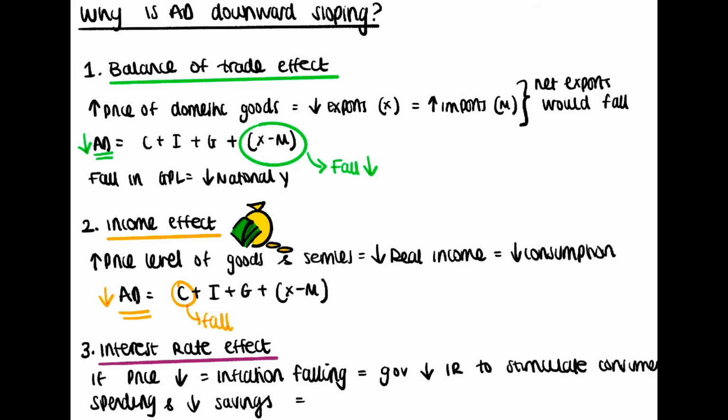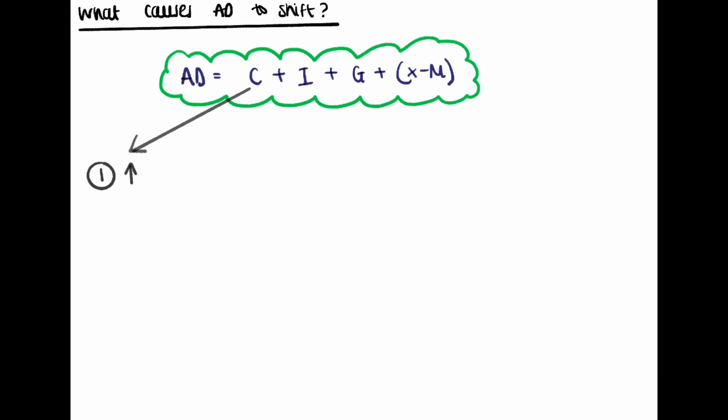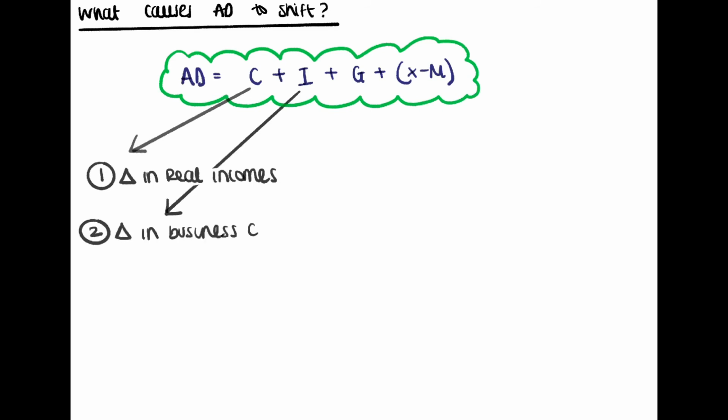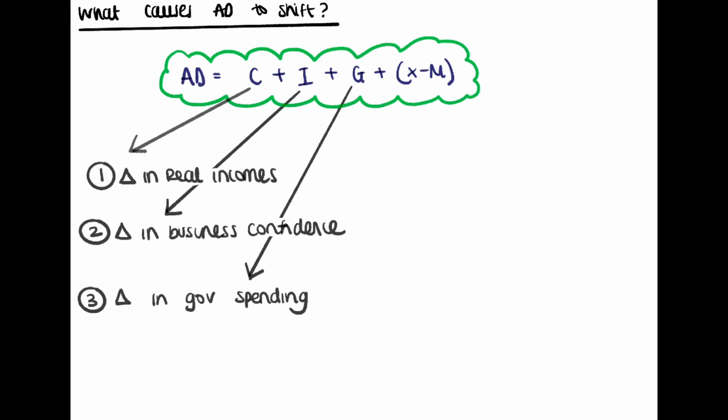Anything which affects the factors of consumption, investments, government spending or net exports will cause a shift in the aggregate demand curve. A change in real incomes will cause AD to shift. If there was a fall in business confidence, this would also cause the number of investments to fall and aggregate demand would decrease, causing a shift of the curve to the left.